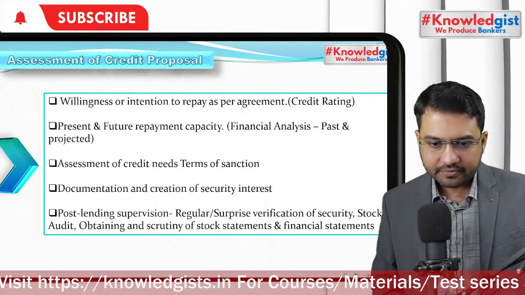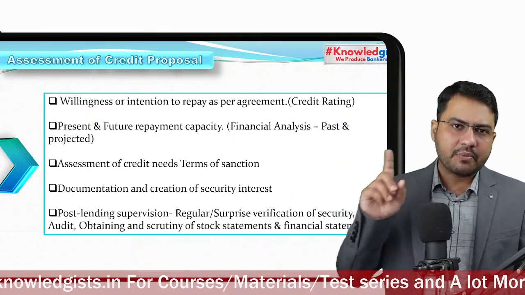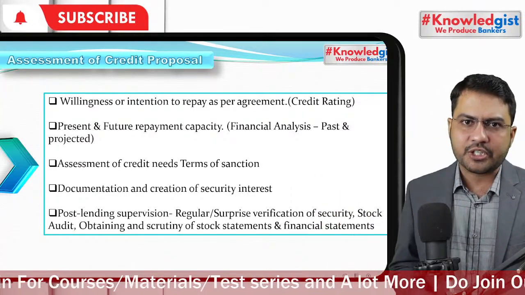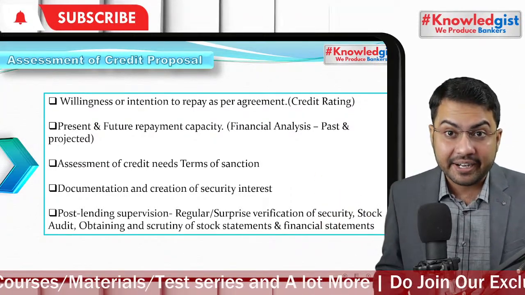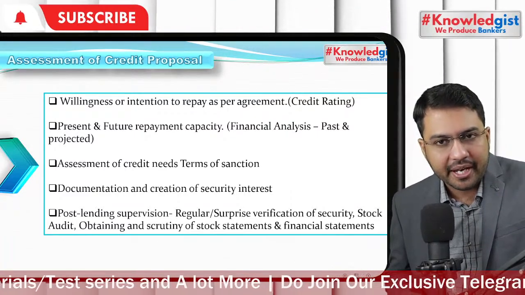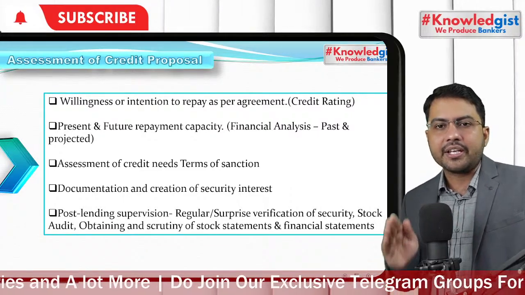Yes. So when you are assessing a credit proposal, what is the first point you need to look into? Safety, or in other words, willingness to pay or intent to pay. First point. Many people say that ability to pay is more important. But remember, intention to pay is more important.